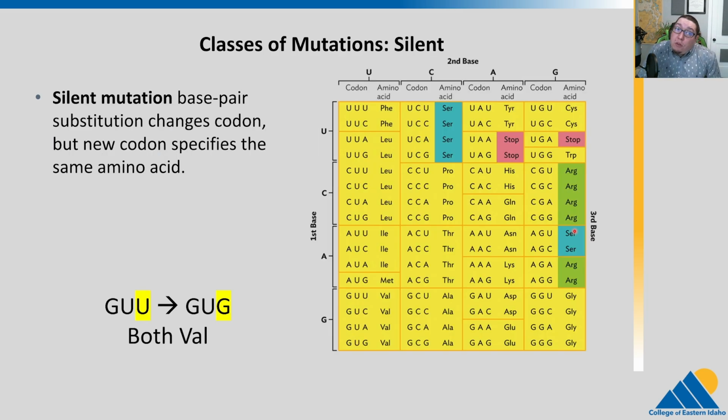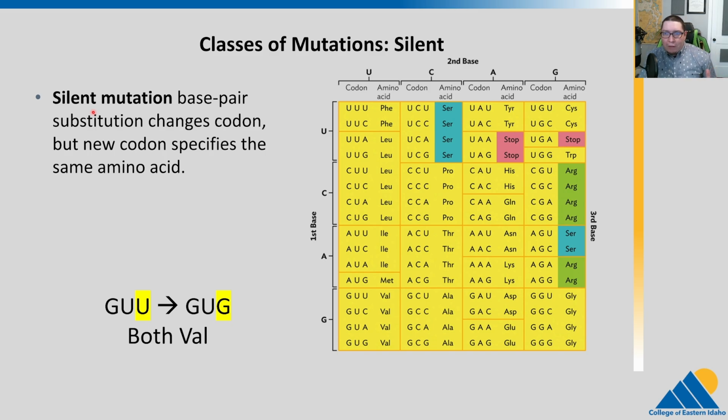There's another class of mutation called a silent mutation, where you change the codon, GUU, to GUG, but it doesn't actually change the amino acid. That's why it's called silent. This should not affect the protein in any way, and silent mutations are generally not in any way bad. Okay, so those are the SNP types, the single nucleotide polymorphisms.